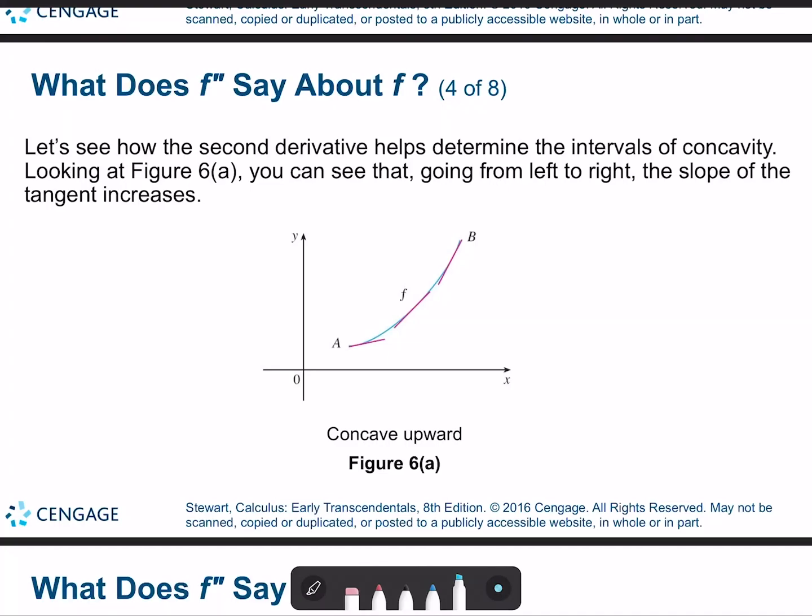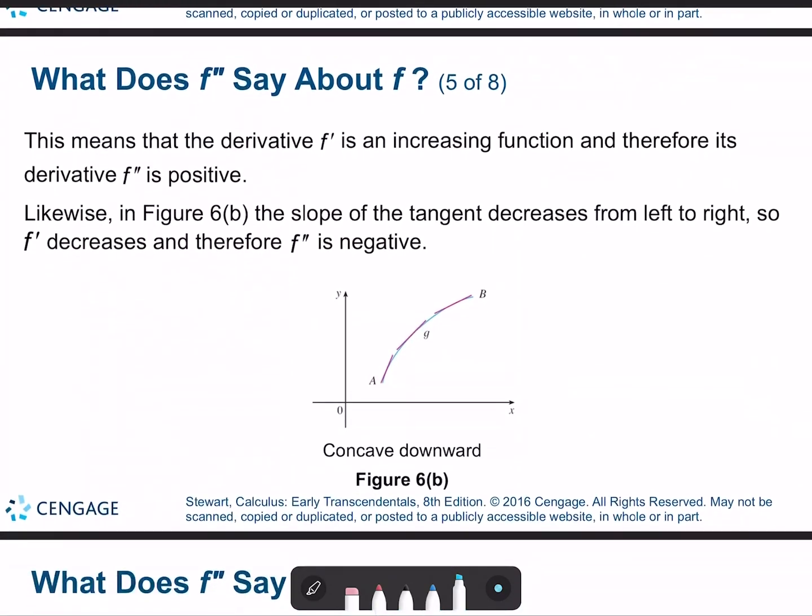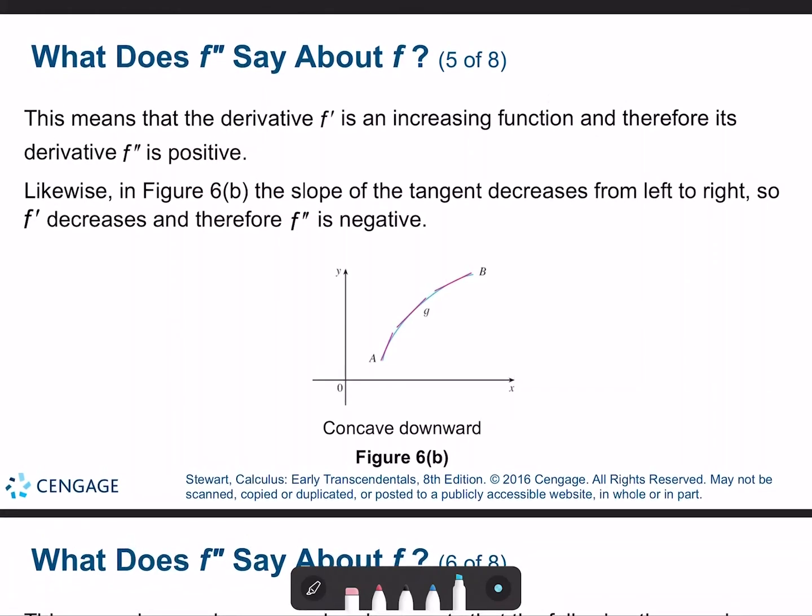How does the second derivative help determine the intervals of concavity? Let's just see. Instead of visually, I'd like to change to something a little bit more numerically based. If your first derivative is an increasing function, then its derivative, in other words, the second derivative, is positive.